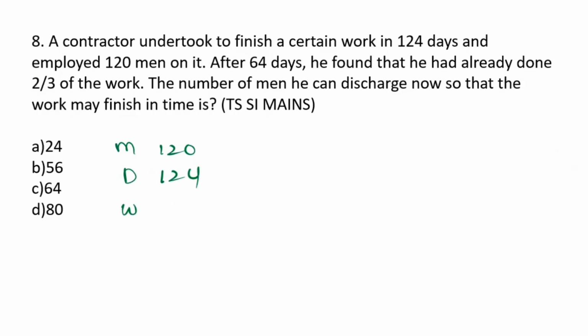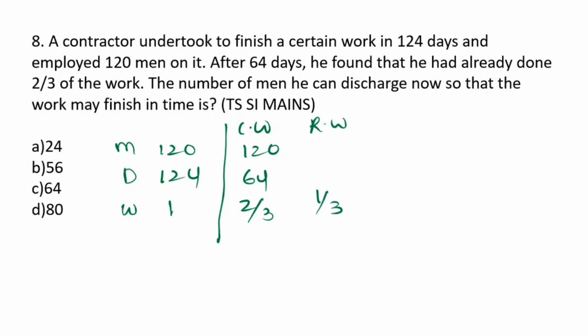And how much work is completed? Entire work means I am taking it as 1. So after 64 days, the same members are working. And how much work have they finished? 2 by 3 of the work they have finished. And how much work is left? 1 by 3, because 1 is whole. So 2 by 3 plus 1 by 3 gives 1. And how many days do they have left? If you subtract 124 minus 64, then you'll get 60.